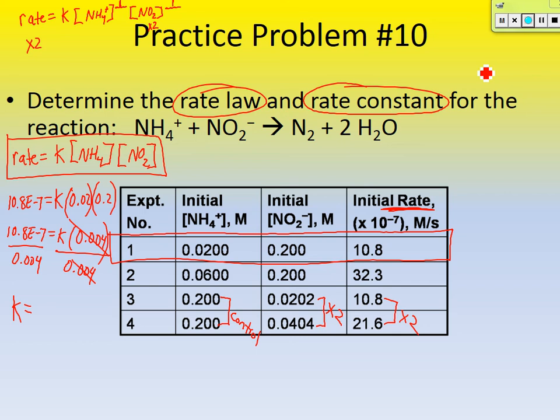Okay, so if you do that, K will equal 0.00027. Now, in all of these rate law problems, we could be dealing with rates that are in very small numbers, and let's change this rate constant to scientific notation. So let's go ahead and put K is equal to 2.7 times 10 to the minus 4.